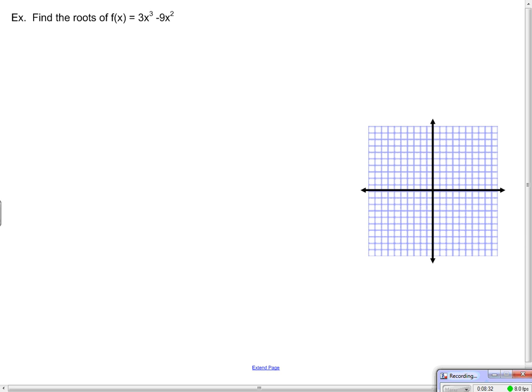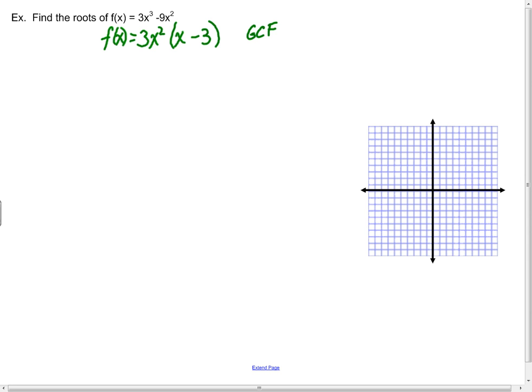For example 2, we have f of x equals 3x cubed minus 9x squared. So I'm going to find the x-intercepts again and find their order as well. My function in factored form: I see a 3 and an x squared has a common factor. I would have 3x squared, x minus 3 in brackets, and I have factored that using greatest common factor. And that is fully factored.